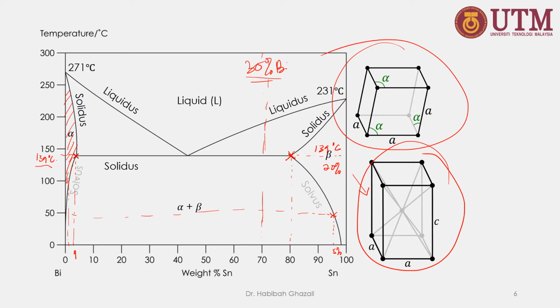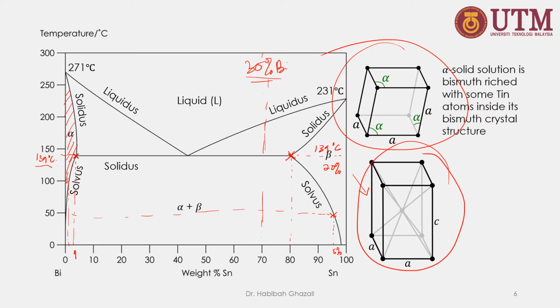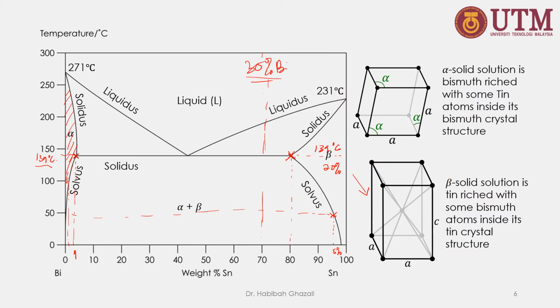So these two lines here are what we call the solvus lines. And the solvus line represents the solubility limit of each element inside the other element's crystal structure. All right. So here the alpha solid solution is bismuth rich with some tin atoms residing inside the bismuth crystal structure. And the beta solid solution is tin rich, so it contains a lot of tin atoms with some bismuth atoms inside its tin crystal structure. So that is what alpha and beta solid solutions are.